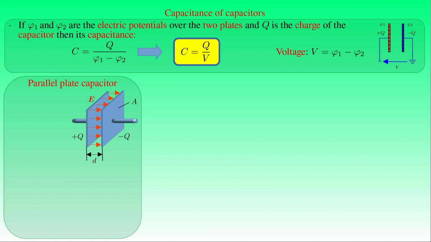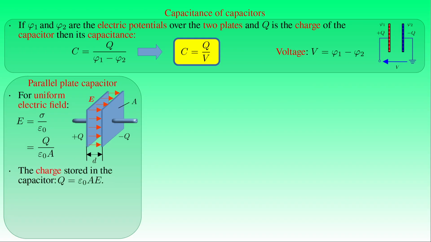We already examined the uniform electric field between two parallel infinite plates due to the charge plus q and minus q uniformly distributed with the surface charge density sigma over the plates, and we found that its magnitude E is equal to the surface charge density sigma divided by the vacuum permittivity epsilon naught. Since the distribution of charge is uniform over the plates, the surface charge density sigma is equal to the amount of charge q on each plate divided by the area A of the plates. Then the electric charge q stored in the capacitor is given by epsilon naught times A times E.